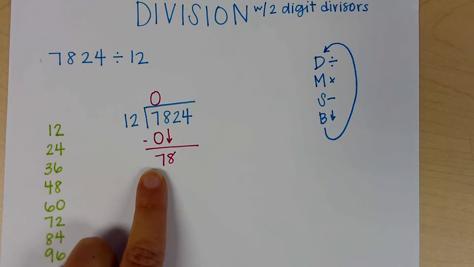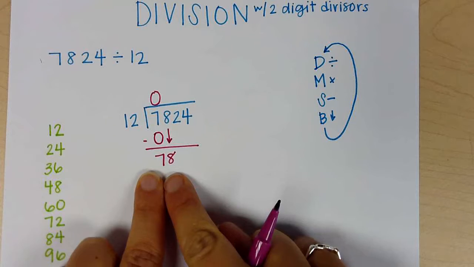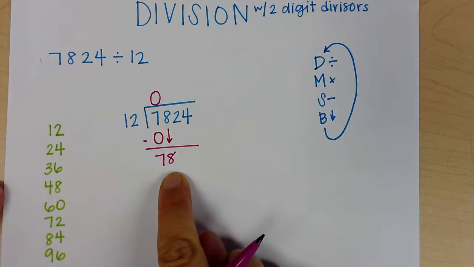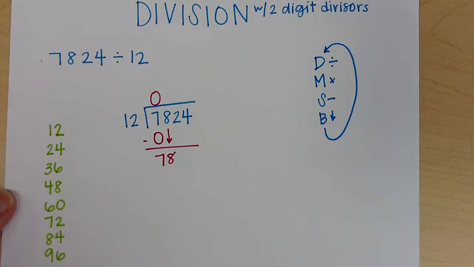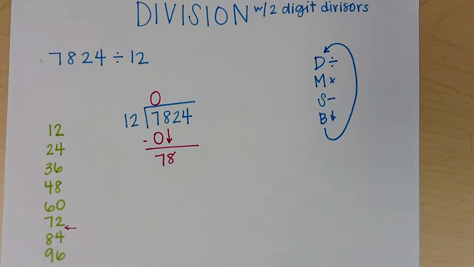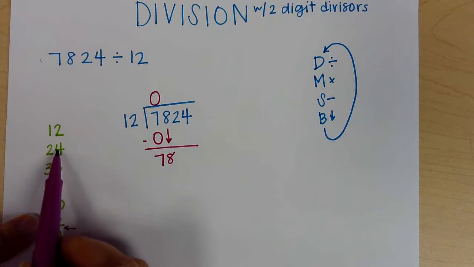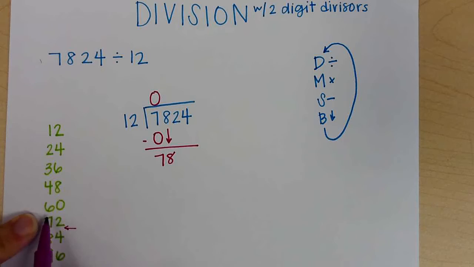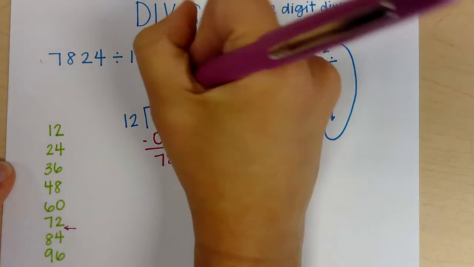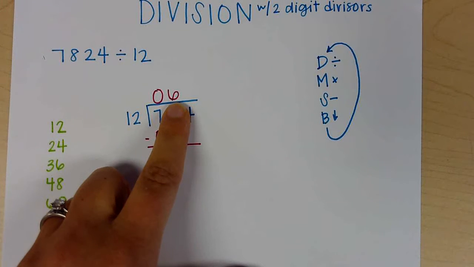Okay, so now I go back to my division. 78 divided by 12. How many times does 12 go into 78? Well, 78 would be right here between 72 and 84. I can't go above 78, so I need to use that 72. 1, 2, 3, 4, 5, 6 12s get us to 72. So that 6 goes on top.